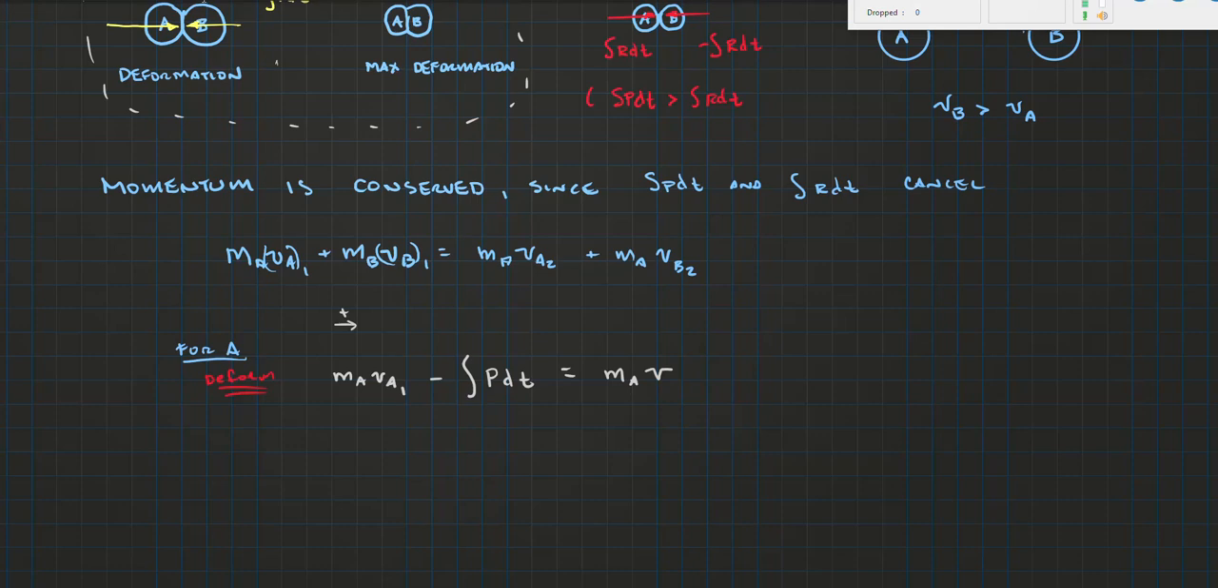And then in the restitution phase, we're going to end up with mA velocity minus the R dt equals mA velocity of A at 2.